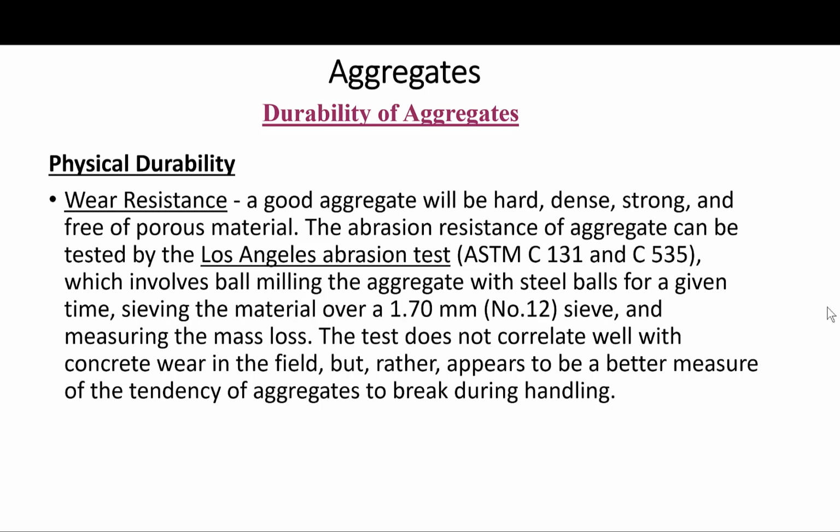We're still on the physical durability, the wear resistance. A good aggregate will be hard, dense, strong, and free of porous material. The abrasion resistance of aggregate can be tested by the Los Angeles abrasion test, ASTM C131 and C535, which involves the ball milling of the aggregate with steel balls for a given time, then sieving the material over a number 12 sieve and measuring the mass loss. The test does not really correlate well with concrete wear in the field, but rather appears to be a better measure of the tendency of aggregates to break during handling.